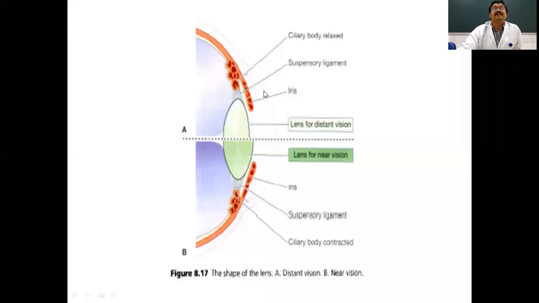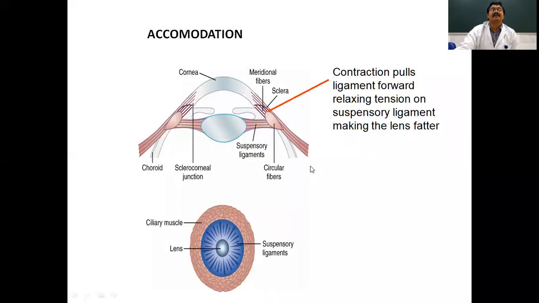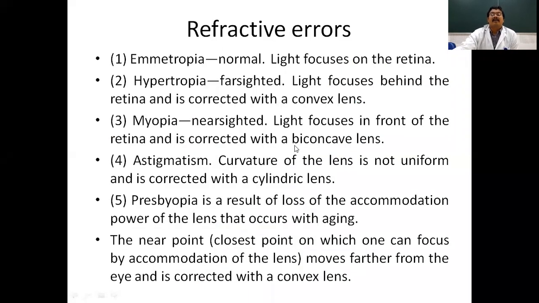From the brainstem. This is the picture where, when you see a distant object, the lens is flattened, and whenever you see a near object, the ligaments relax, leading to an increase in the curvature of the lens, and it becomes more convex. Now we'll look into the different refractive errors of the eye.